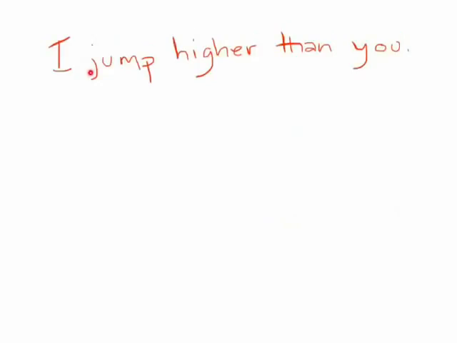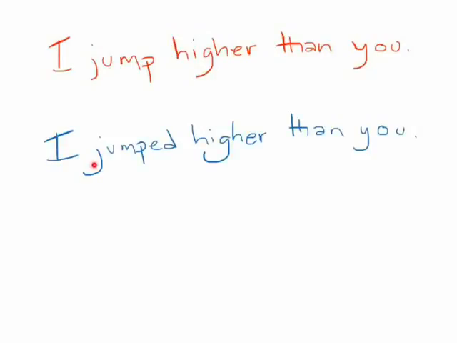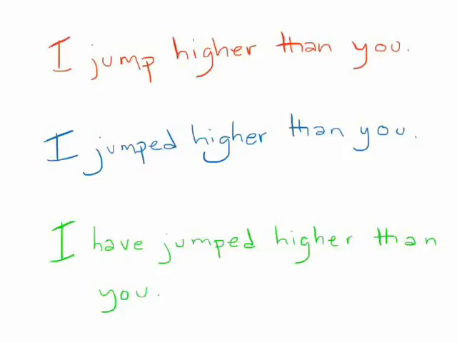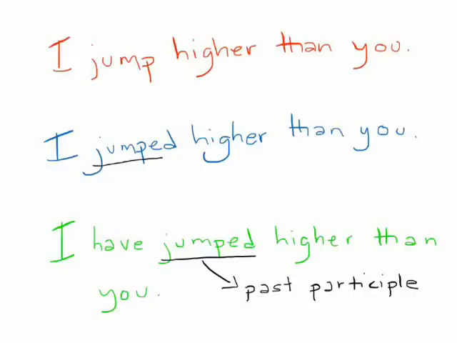Let's see what happens with regular verbs. This is a regular verb in its simple present form. This is a regular verb in its simple past form. This is a regular verb in its present perfect form. It is known as the past participle of the verb, and as you can see, with regular verbs it is the same as the simple past form.